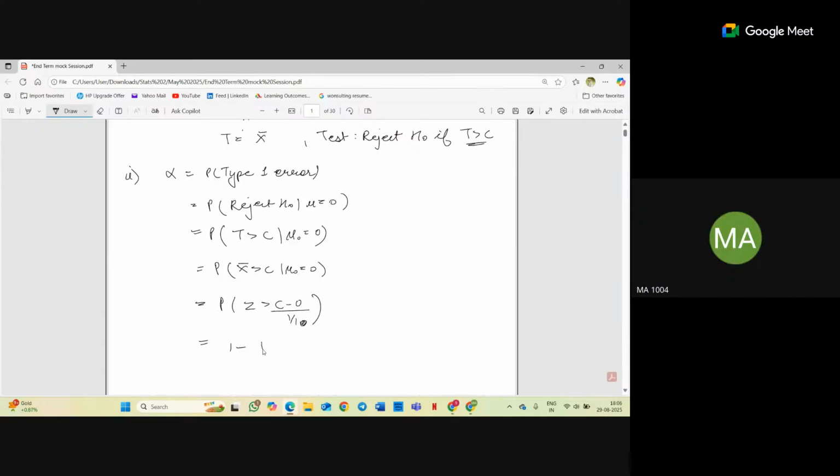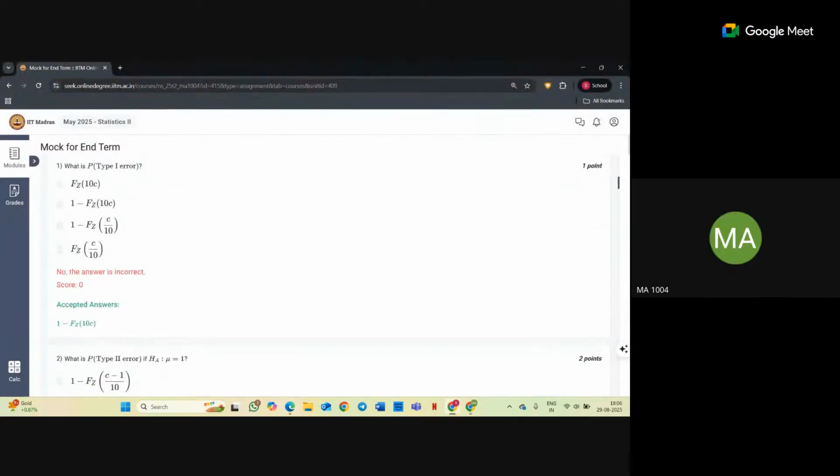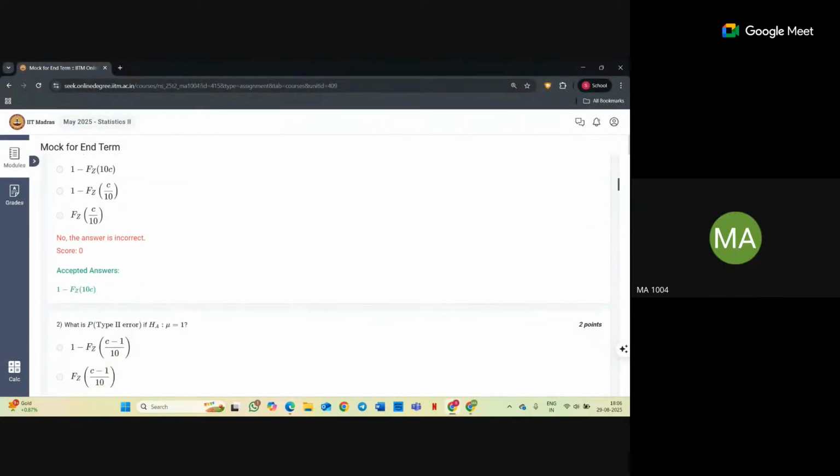So this will be 1 minus Fz of c minus, okay, 0 is not there, so it will be c into 10, correct? So this will be 10c, right? So this is my alpha. Is the question clear? Yes, ma'am. So the answer is 1 minus Fz 10c.